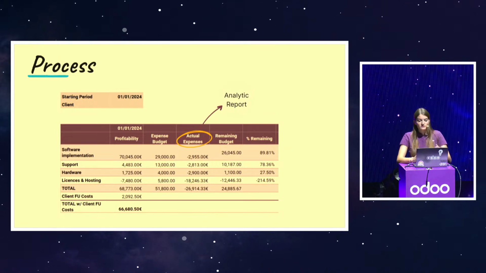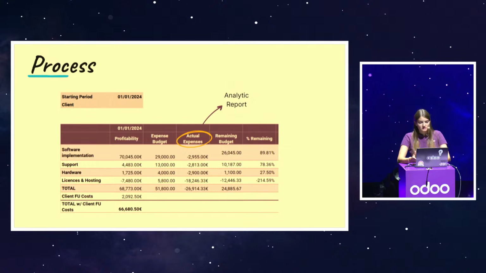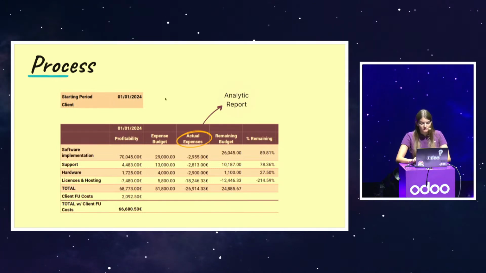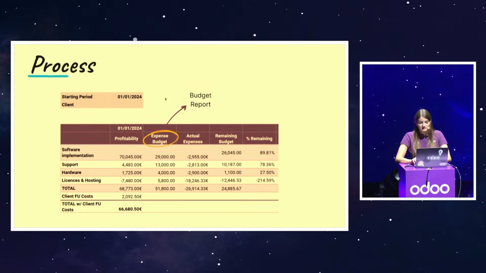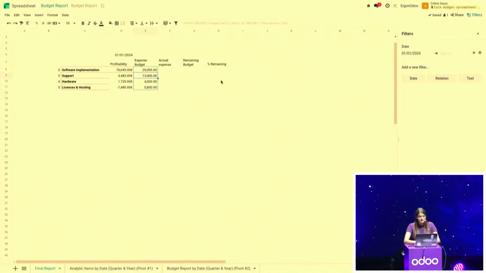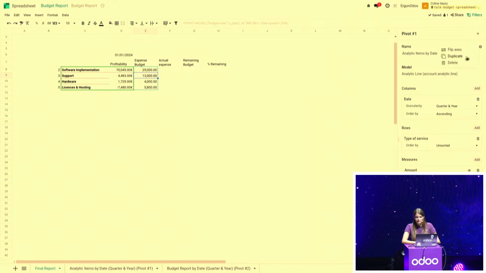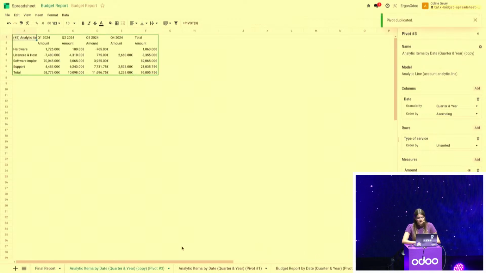Here we see that we'll use the analytic report. And actually the analytic report, we already have it in our table because we inserted it for the profitability analysis. As I already have it in my spreadsheet, I do not need to reinsert it a second time. I can just take a look at my first pivot view, duplicate it, and Odoo will create a new sheet for me with pivot number 3.